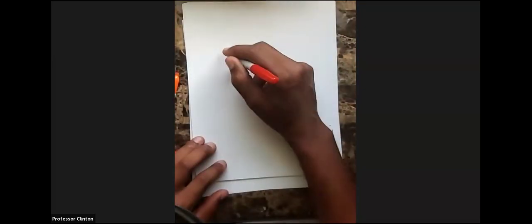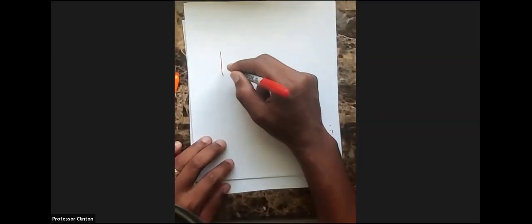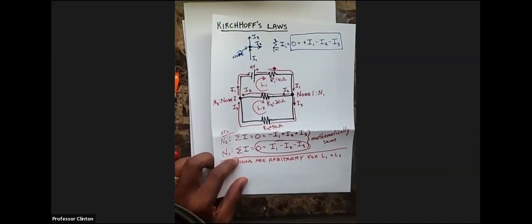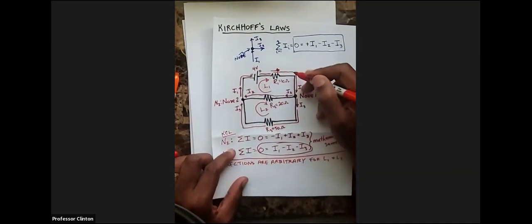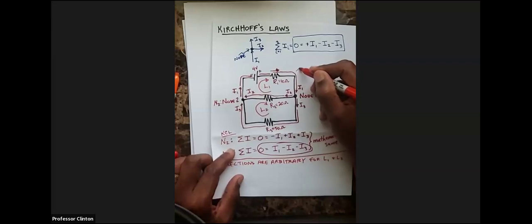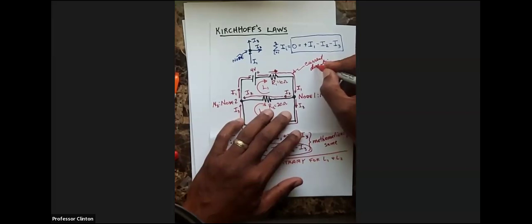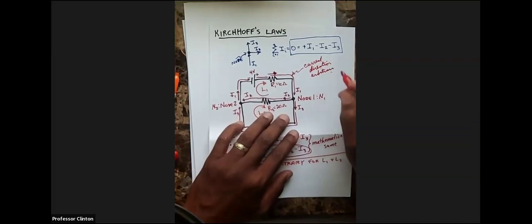If you get answers that are negative, you get a negative current flowing through these. And remember, the way we set this up is we said that our loops and our direction of the currents are arbitrary. Current direction arbitrary. That means you can choose whichever direction you want.